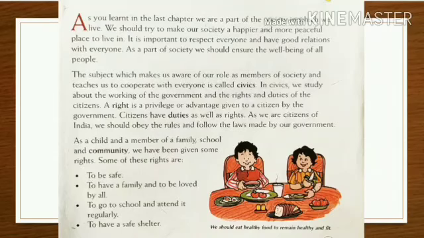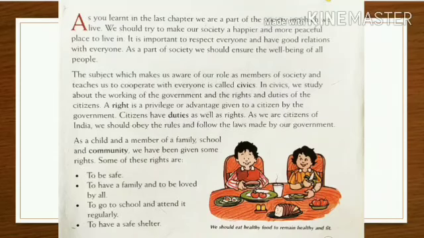In civics, we study about the working of the government, how the government functions, how the government governs the country. We also study about our rights and duties as a citizen. There are certain rights that we can enjoy and there are certain duties that we have to perform. So all these we study in civics.